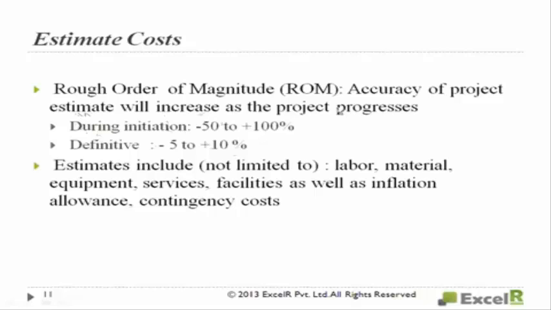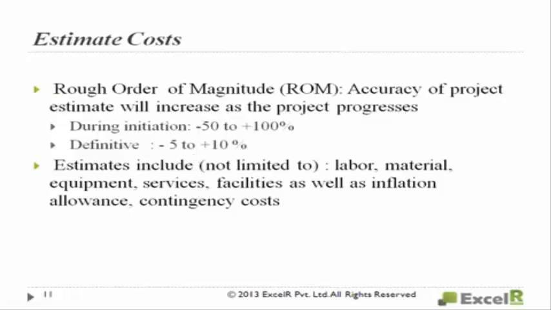This is what I was saying, the rough order of magnitude, ROM we say, the accuracy of project estimate. During initiation, it can be minus 50 to plus 100%. And when it comes to a definitive stage, minus 5 to plus 10%. So as Kalyan was saying, if the cost of the resources comes down by say 5% or it can increase by another 10%, you will consider these factors and add them as a contingency reserve, and you will do the estimation. It's called the rough order of magnitude. You have to remember these terms. During initiation, what is the rough order of magnitude? Minus 50 to plus 100%.